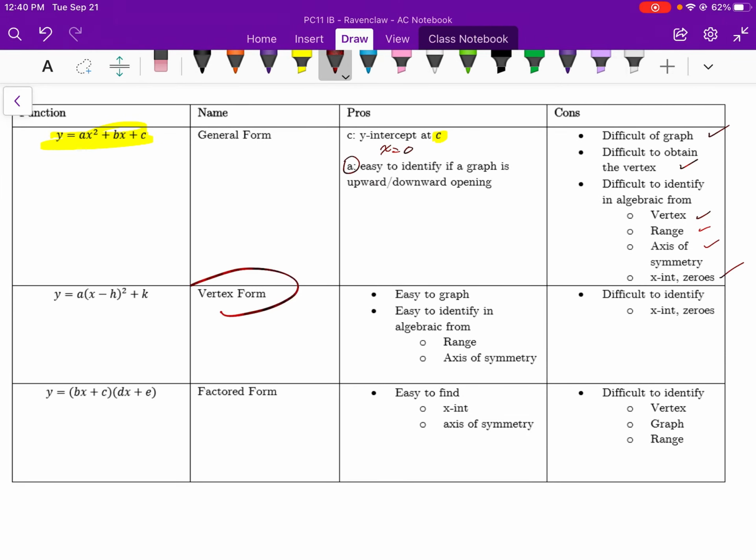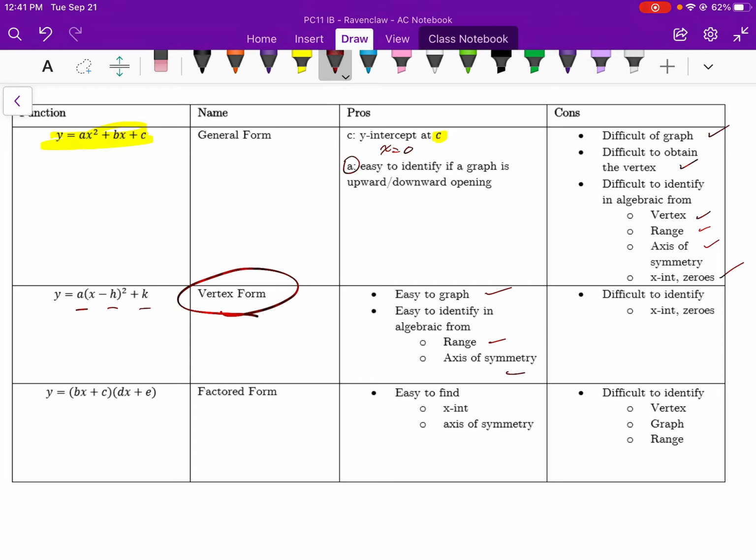Let's talk about the vertex form now. The vertex form, as we see, is y = a(x - h)^2 + k, where h and k are the vertex. The pros, or the advantages: it's easy to graph. It's also easy to identify in algebraic form the range and the axis of symmetry. You can also get the direction of opening from a.